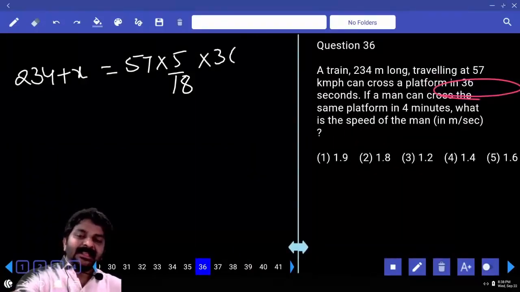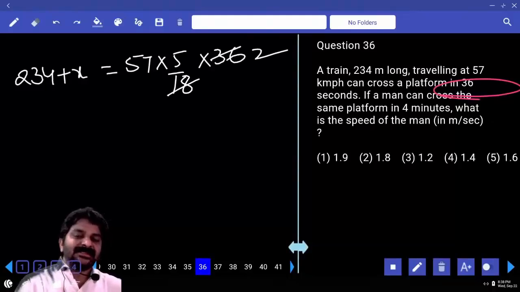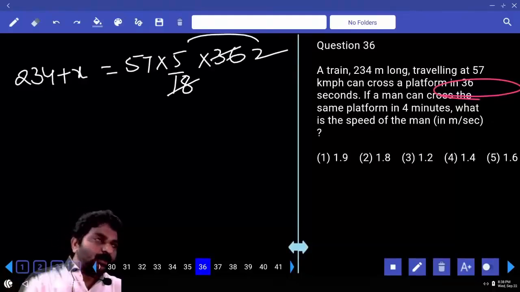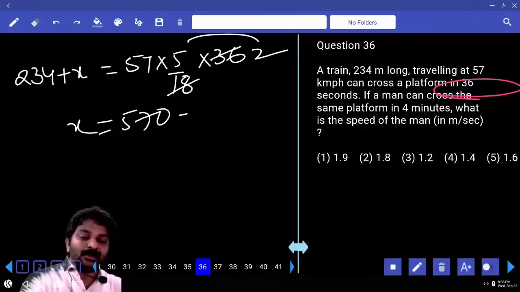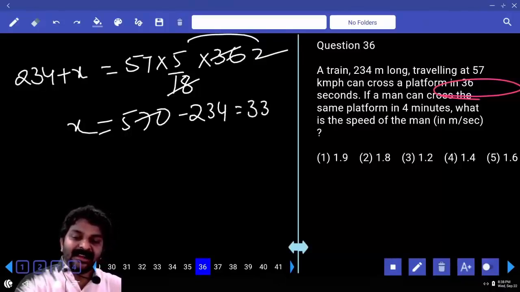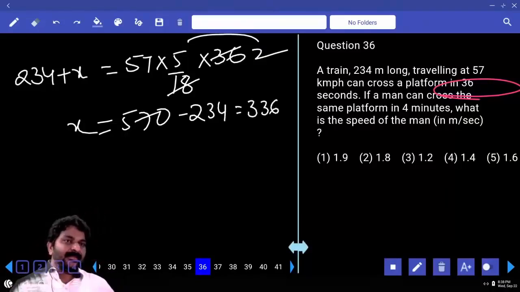That means 18 2 times, 5 into 2, 10 into 57, 570. From this, the x value is equal to minus 234, which is 336. Followed? Now what is your question?